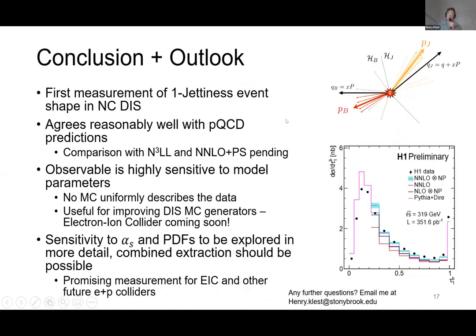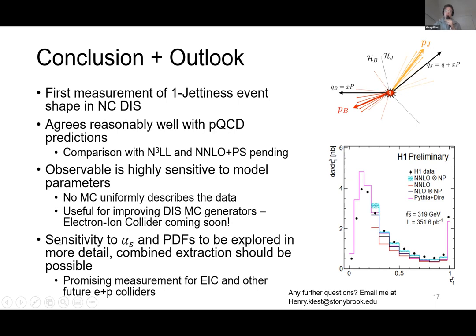So in summary, this has been the first measurement of the one-jettiness event shape in neutral current DIS. We agree quite well with perturbative QCD predictions. Upcoming is a comparison with the N3LL prediction and an NNLO plus parton shower. And in general, this observable is highly sensitive to model parameters. So it'll be very useful for tuning the Monte Carlos, especially since we have a US-based electron-ion collider coming soon.